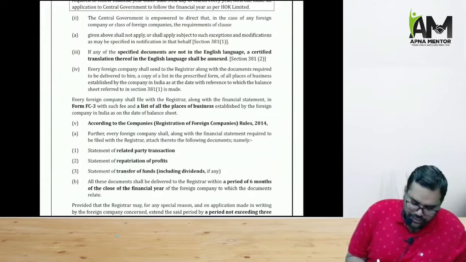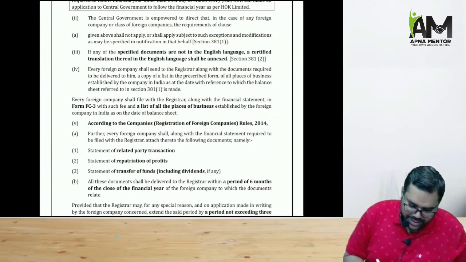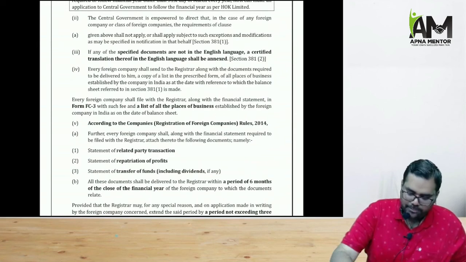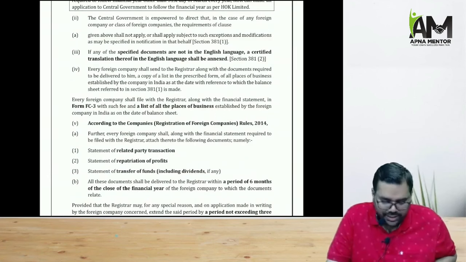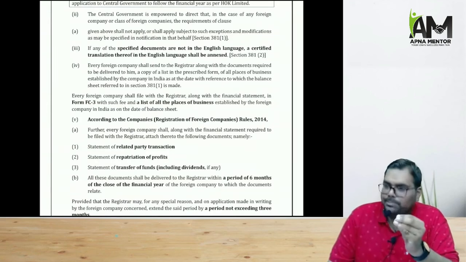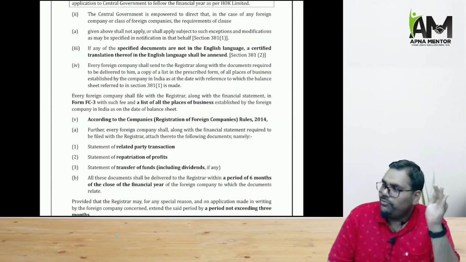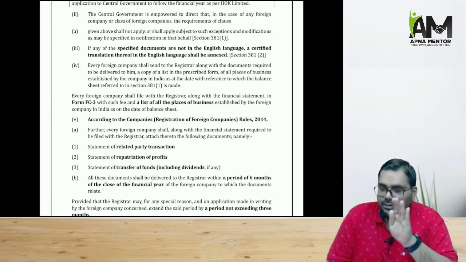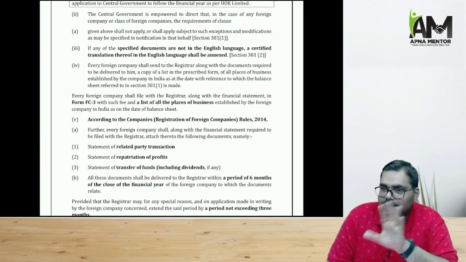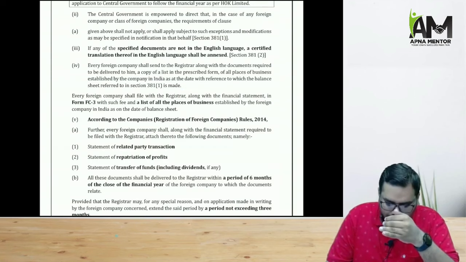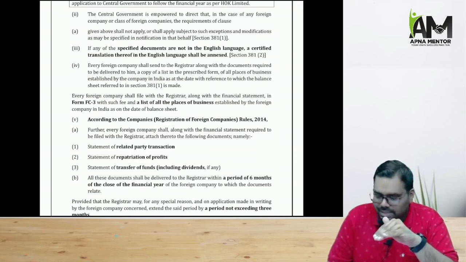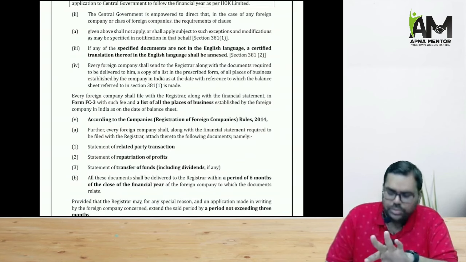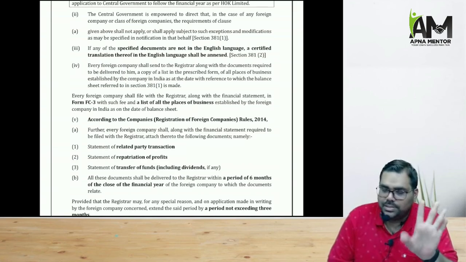So every foreign company shall file with the registrar, along with the financial statements, in form FC3 with such fee, a list of places of business established by the foreign company in India as on the balance sheet date. Initially, when the foreign company came, it filed a list of documents in form FC1, which included the details of the place of business. Now every year when submitting financial statements to the ROC, you also submit a list of all the places of business in India.